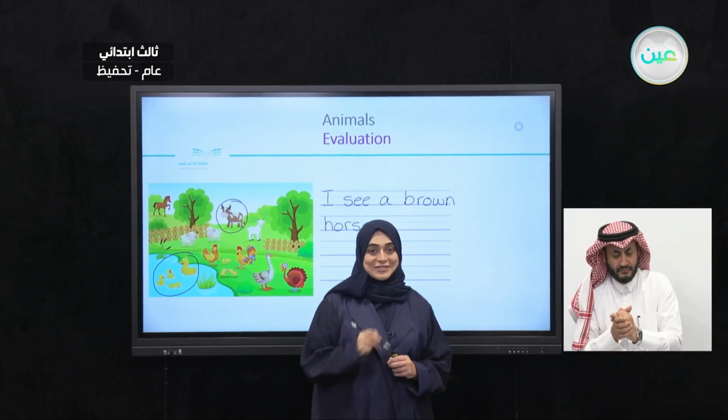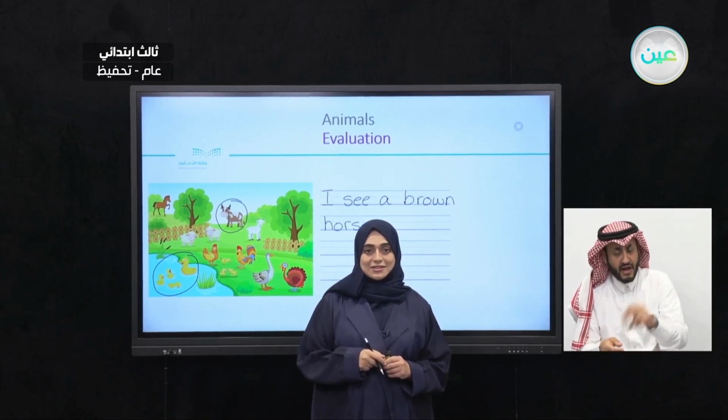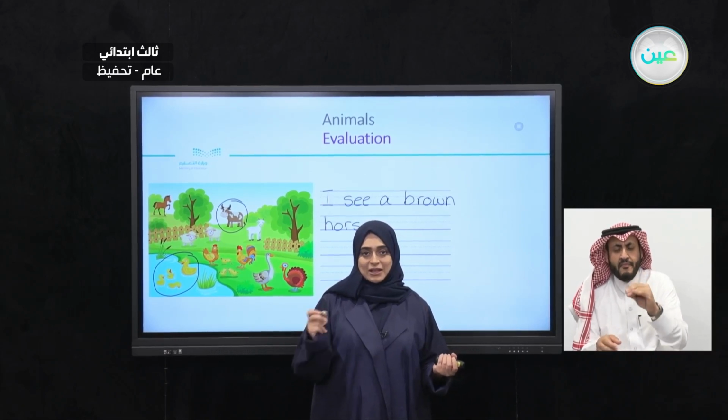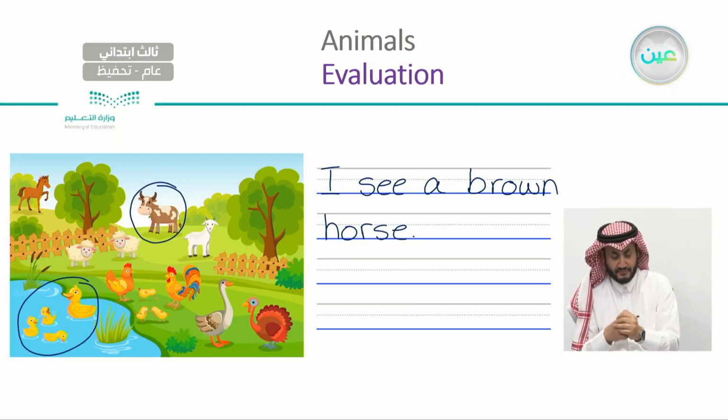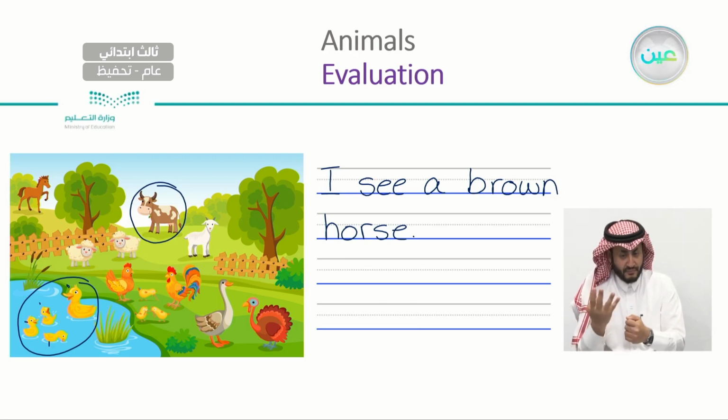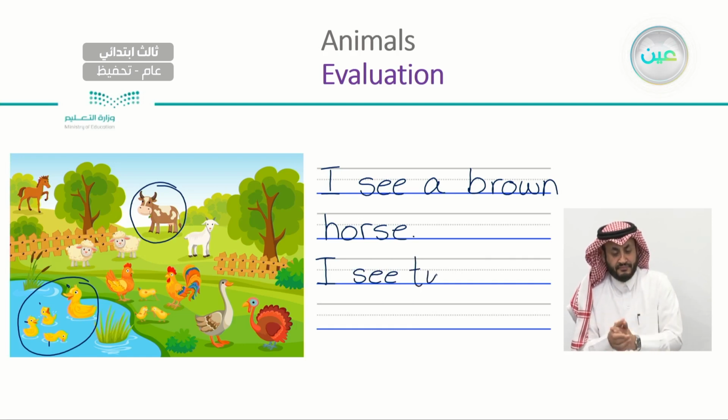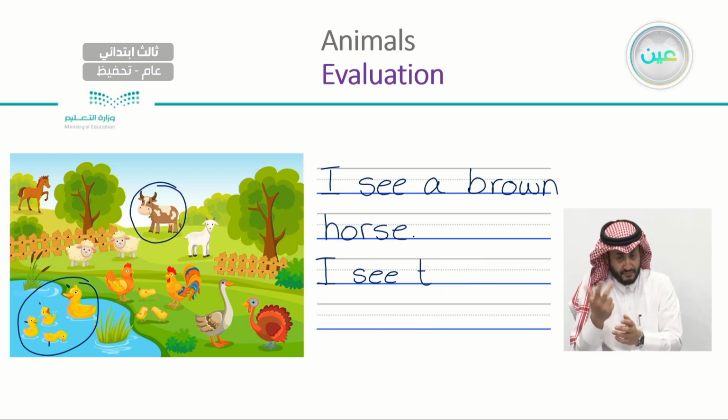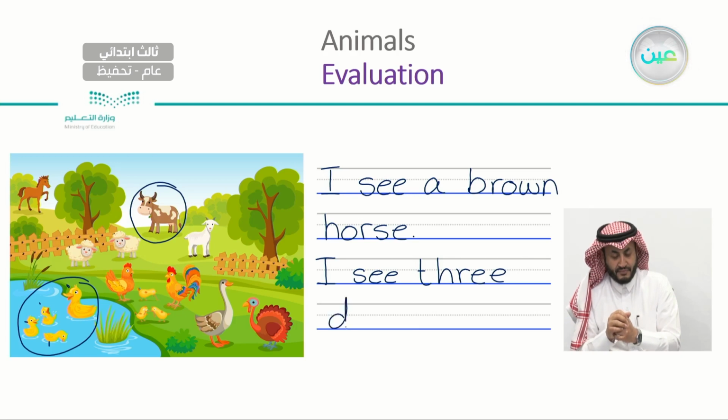Would you like to write another sentence with me? Maybe about the ducks? How many ducks do you see? Let's count them. 1, 2, 3, 4. We can say, I see two. Are they 2? No, 3. Excellent. So I can erase this. I see 3 duck.